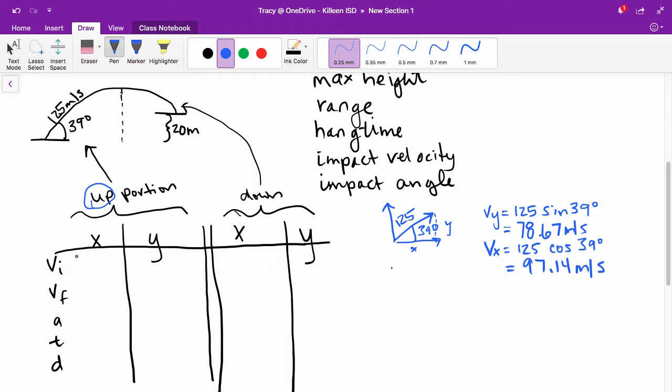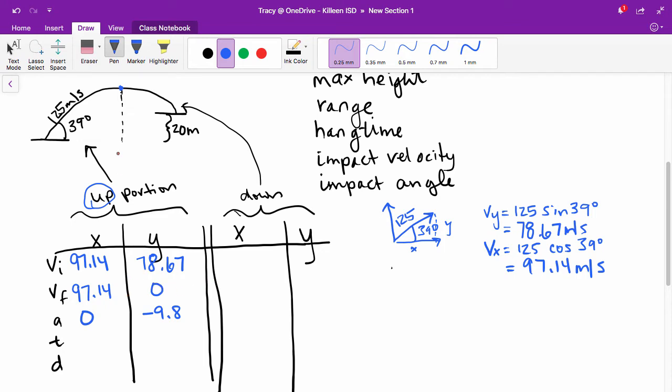So my Vx is 97.14, and my Vy is 78.67. Now I know other stuff because this is a projectile problem. In the x direction, we know that the x doesn't change, so that stays there. Acceleration is 0. We know that the acceleration in the y is negative 9.8. And this is going up to the max height. And so my final velocity in the y direction at the very tippy top is going to be 0.